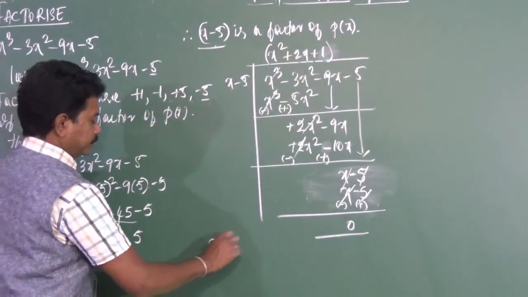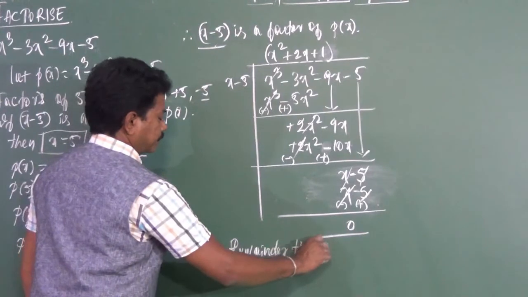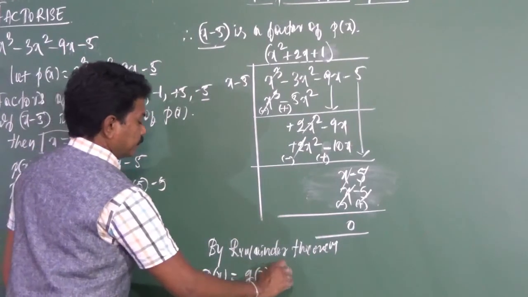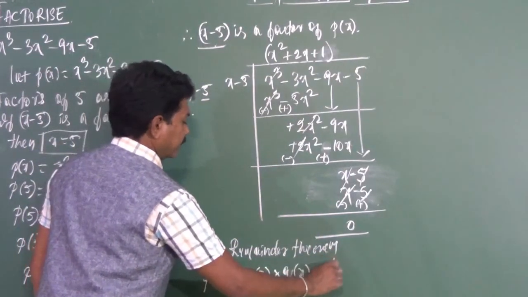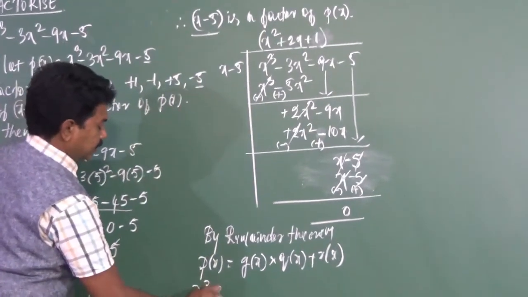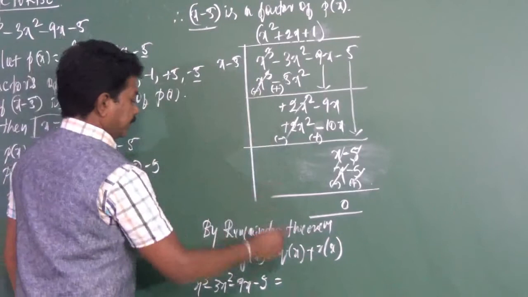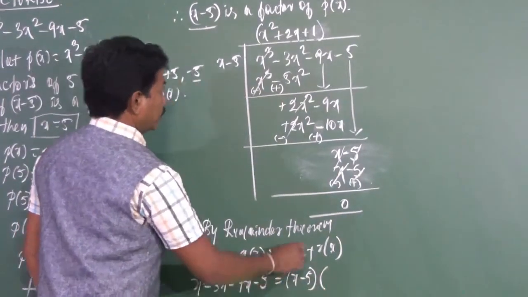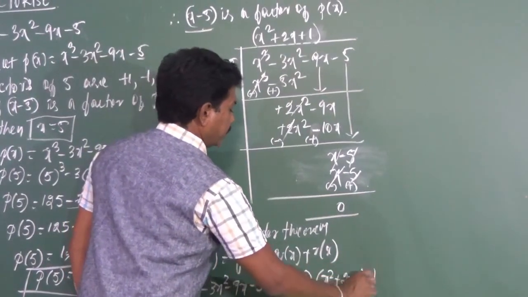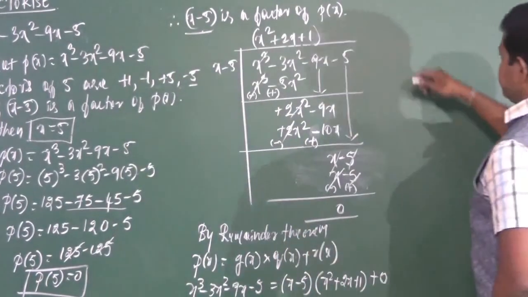So by the remainder theorem, we will apply this. p of x is equal to g of x into q of x plus r of x. So p of x, that is x cube minus 3x square minus 9x minus 5, is equal to g of x, which is x minus 5, into q of x, which is x square plus 2x plus 1, plus r of x, which is 0. Right. So we will get into the next step.